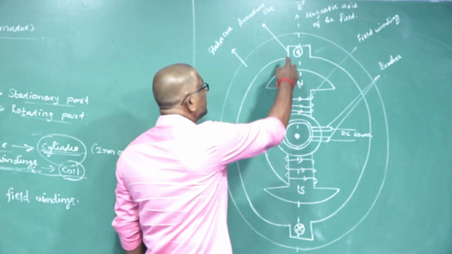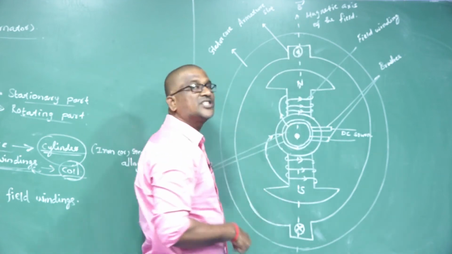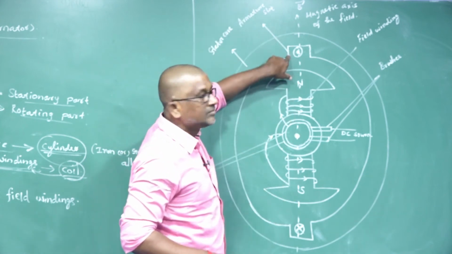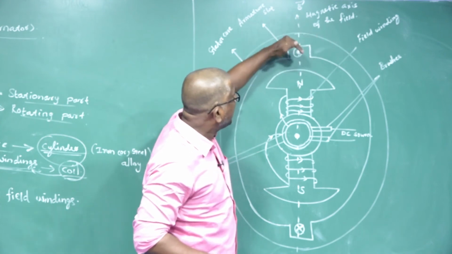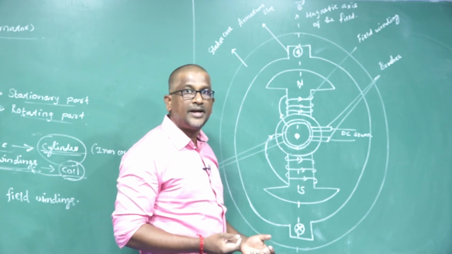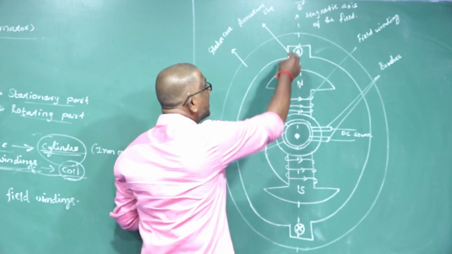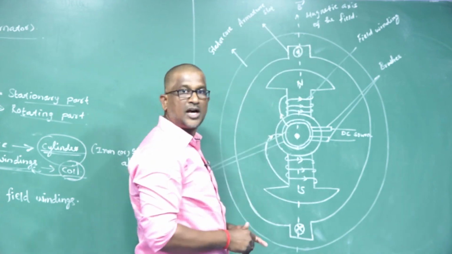There are a large number of slots cut in the inner surface of the stator core. This is an armature slot. Likewise, many slots are cut in the inner surface of the stator core to accommodate the armature winding. The armature windings are placed in these slots, so that is why it is called an armature slot.